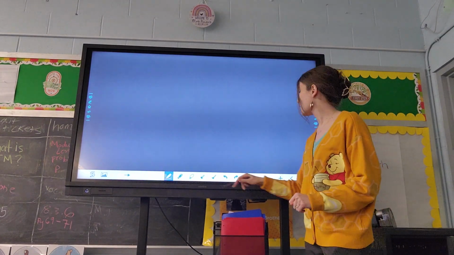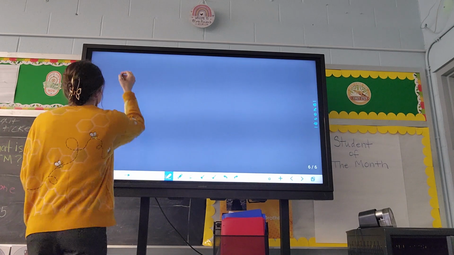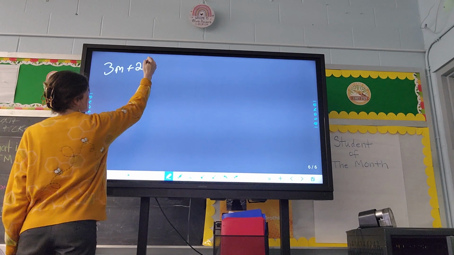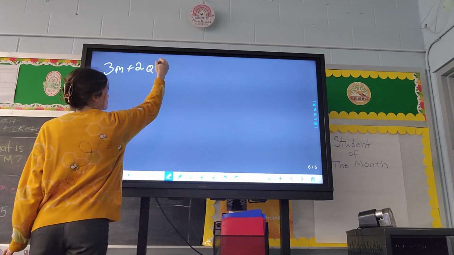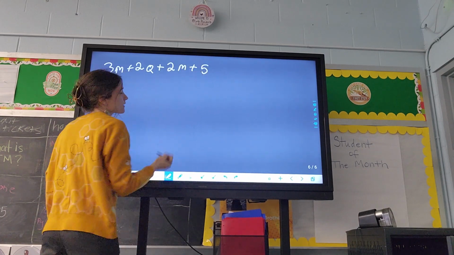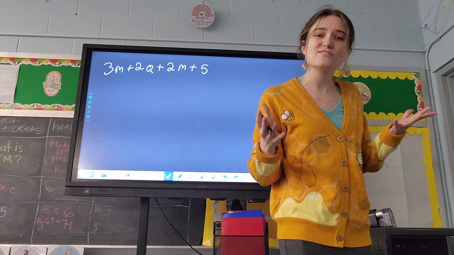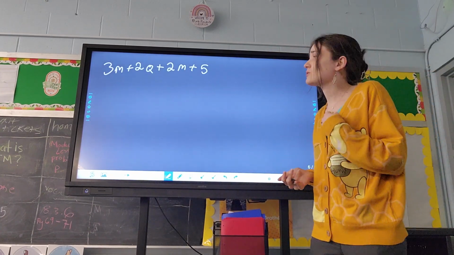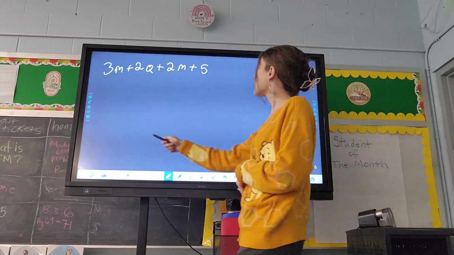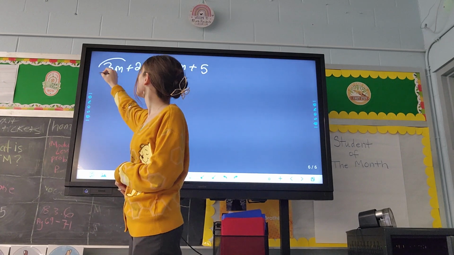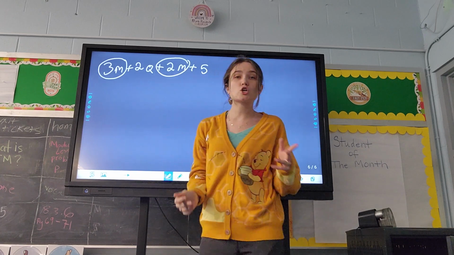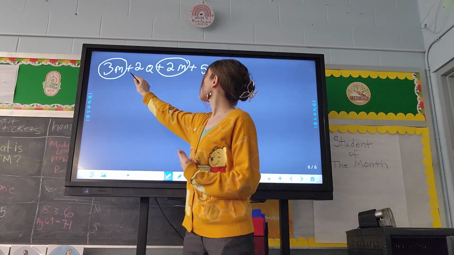Alright, what about a problem like this, where it's 3m plus 2q plus 2m plus 5? Alright, there's a lot of different integers and variables and alphabet soup happening here. So, I'm just going to stop and take a sec. I have an m here, so I'm going to circle this m. Is there any other m's? Right here. What about a q? There's a q. I'm going to underline my q.